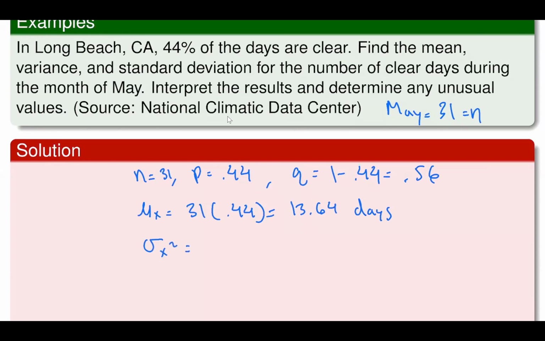All right, so now let's find the variance. To find the variance, you take 31, multiply by 0.44, and then multiply by 0.56. So let's see what that gives us. 31 times 0.44 times 0.56, and you get 7.6384. All right, any question on variance?